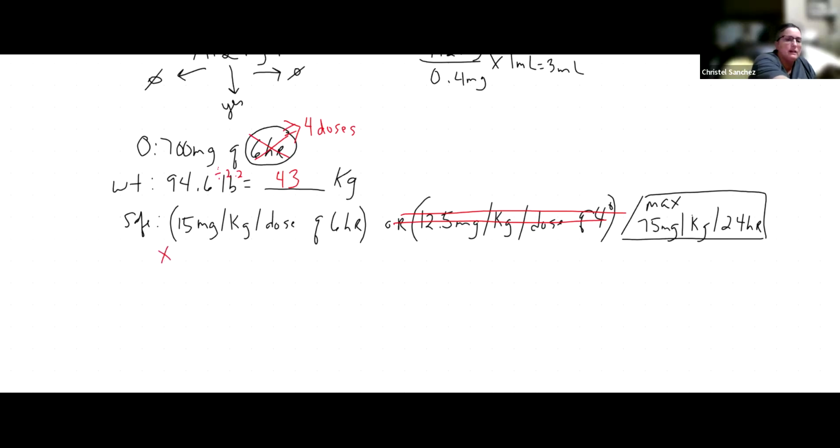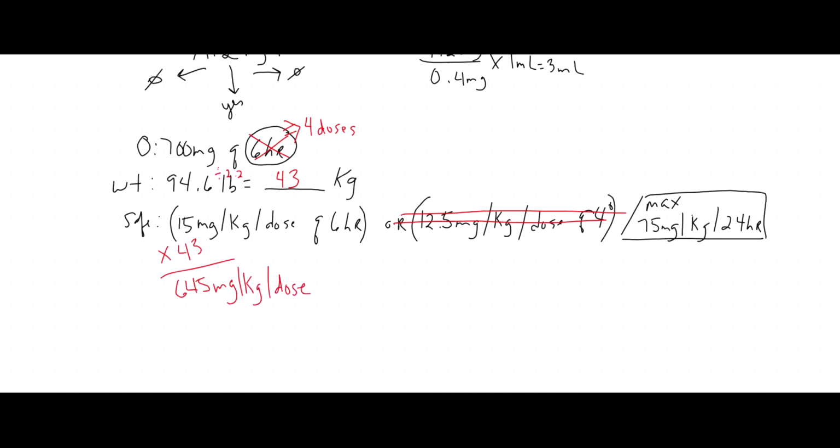So I have 43 times 15, and it's going to give me 645 milligrams per kilogram per dose. All right, so my question is, is this a safe dose? No. Why? Less than 700. All right.